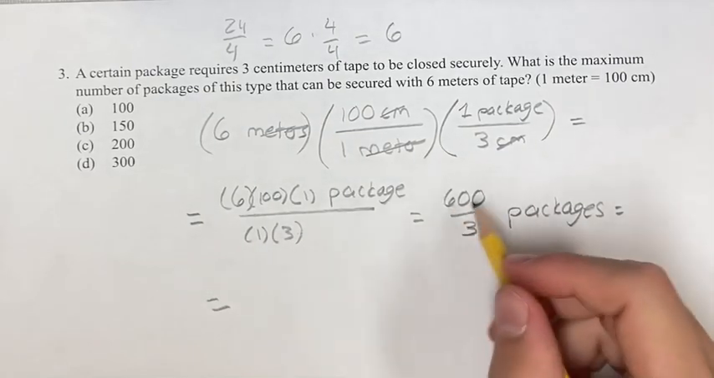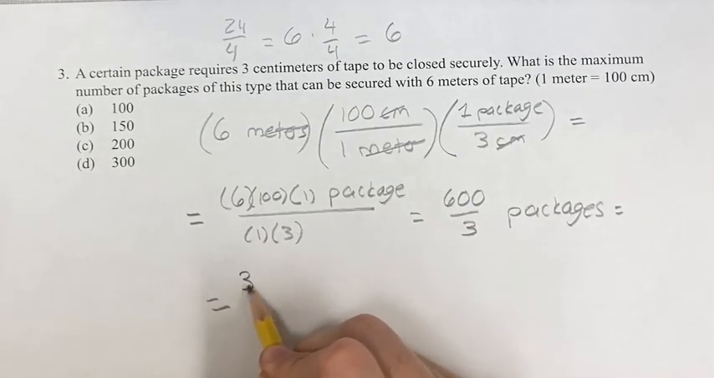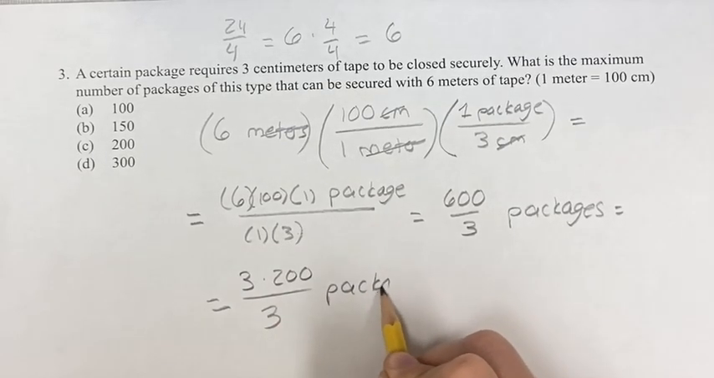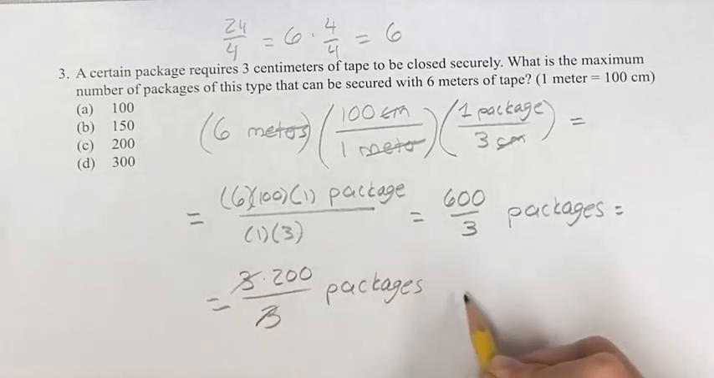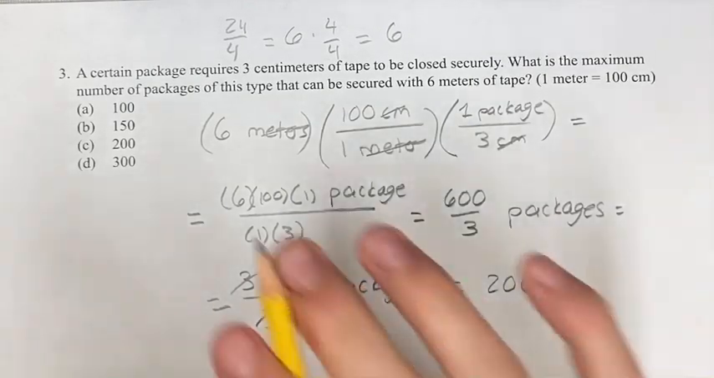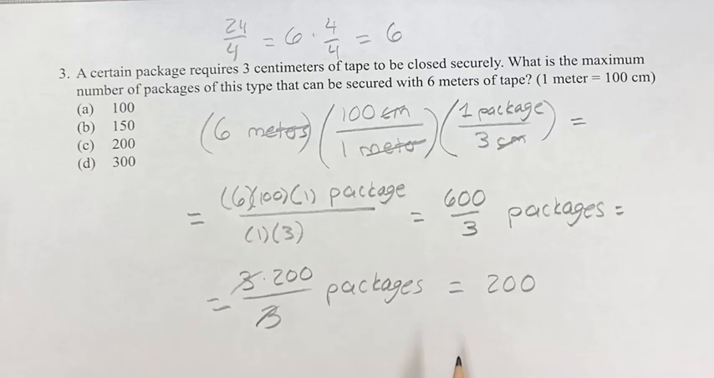600 is 3 times 200, and then this is still over 3 packages. So you get, these 3's cancel, 200 is the number of packages that can be made with our original amount of 6 meters of tape. So the answer is going to be 200 in C.